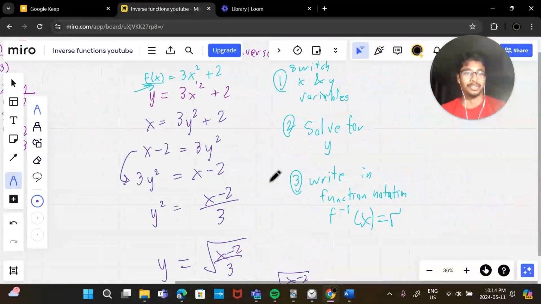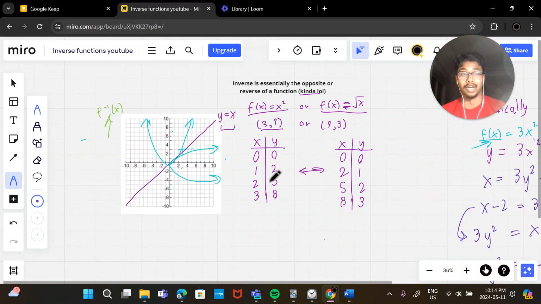All right, that's pretty much all I wanted to explain about inverse functions. They honestly aren't too bad. But I hope this lesson was informative.